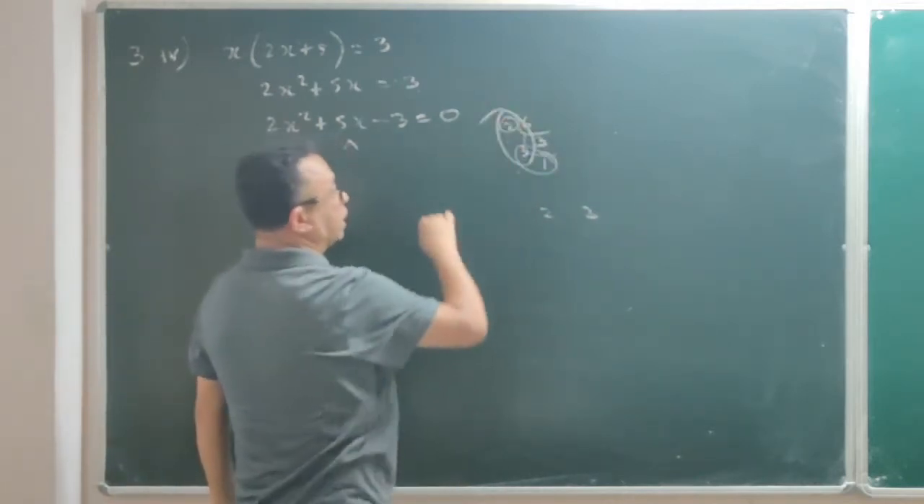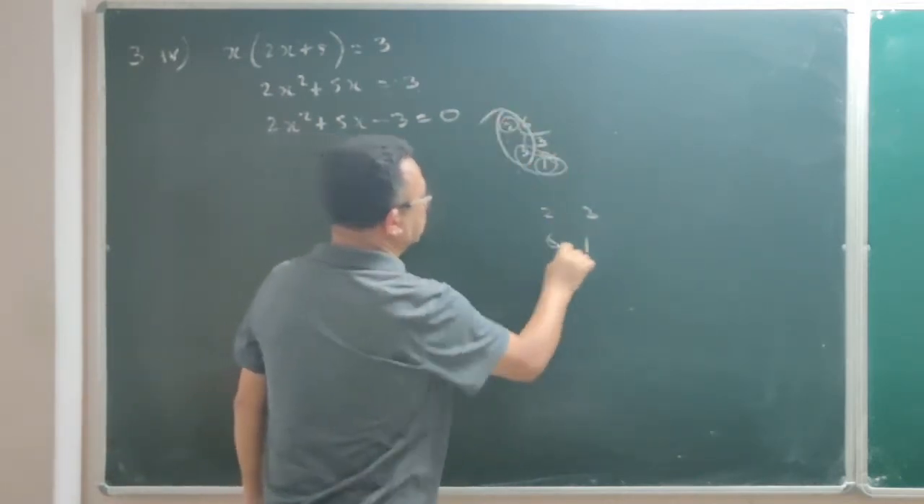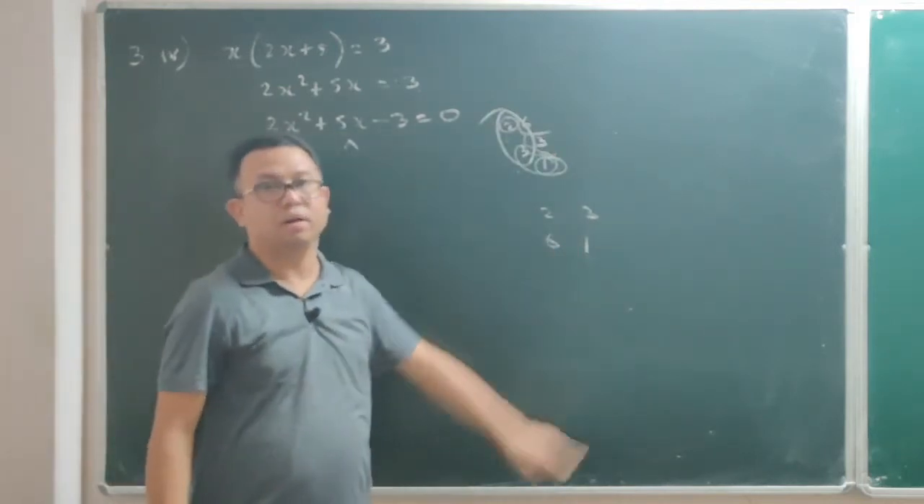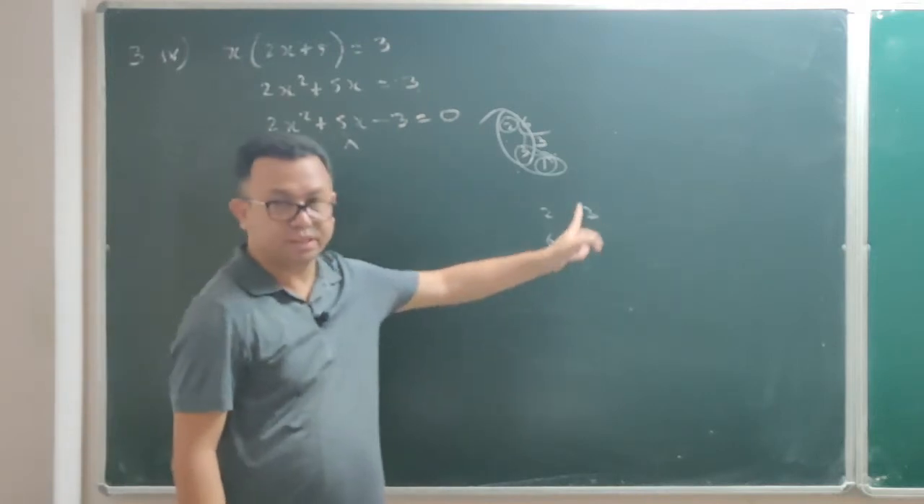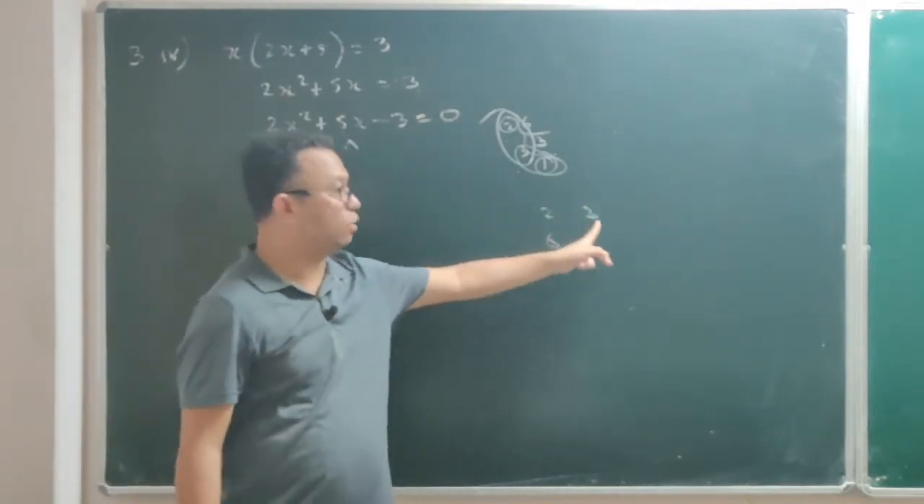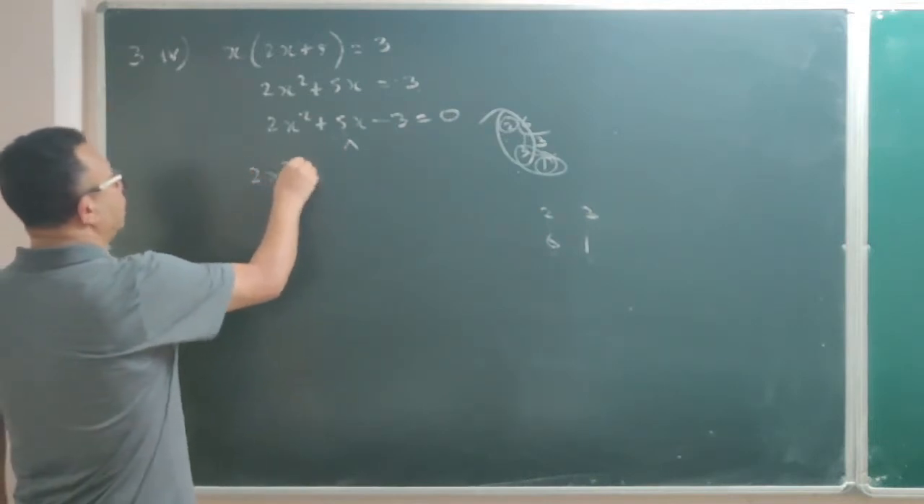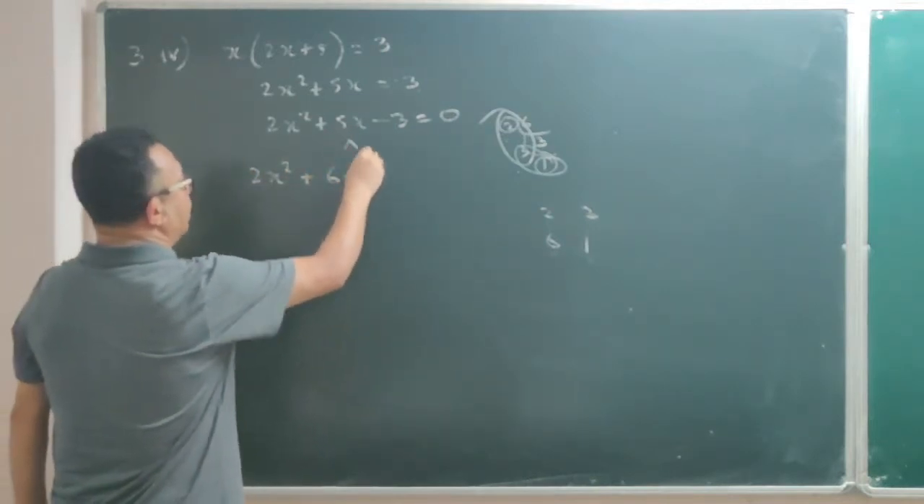If I take 2 of these together, 6 and the other one 1. 6 and 1. See, 6 and 1 is also going to give you 5. And if you take 6 and 1, it is going to give you negative 6 when you multiply. Now you will see why I did not take 2, 3 and why I am taking 6 and 1. Now you will understand here. 2x square. So 5 I will not write 5, I will write 6 and 1.